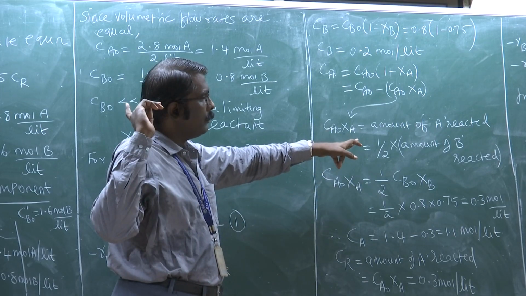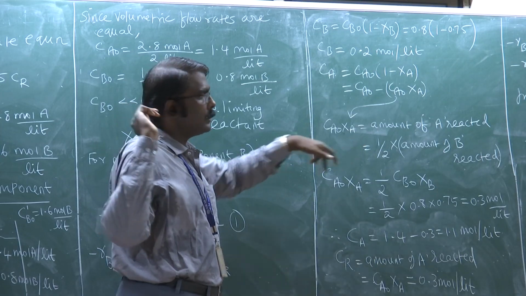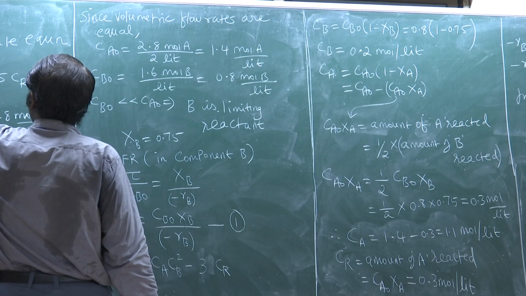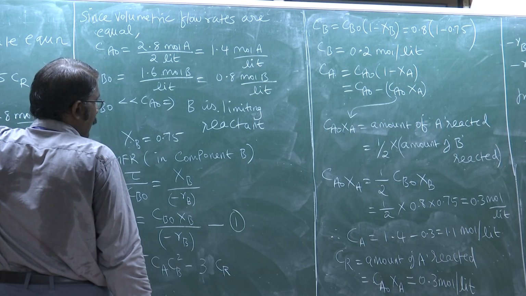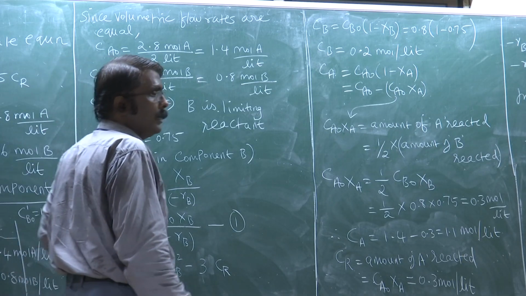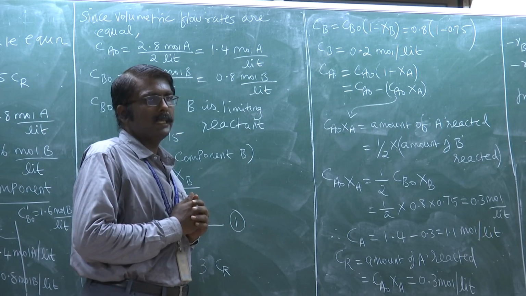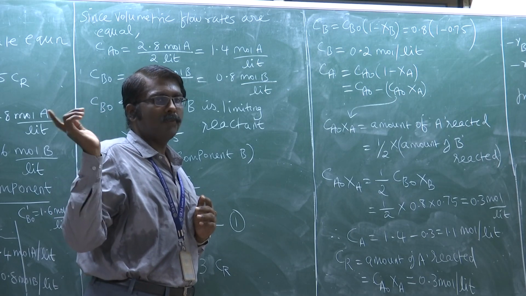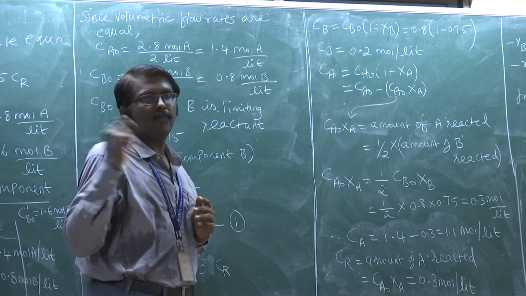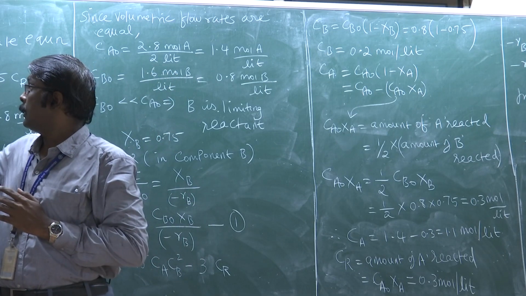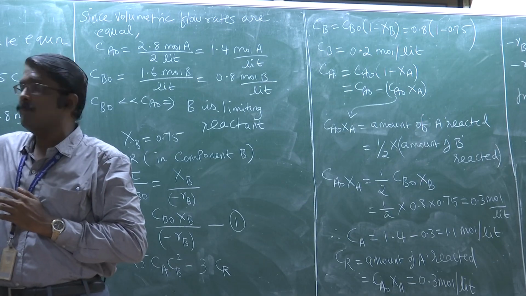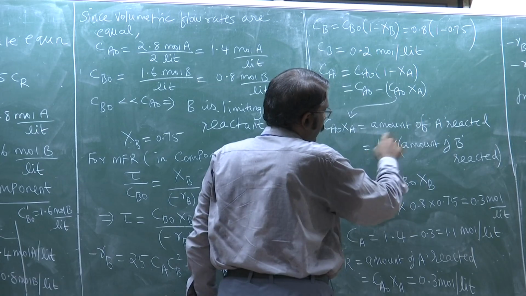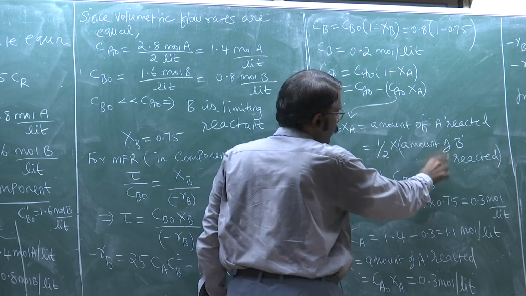For that, we use the relation from stoichiometry. Stoichiometry says A plus 2B gives R. That means the amount of A reacted is equal to half of the amount of B reacted. Is it right? So from stoichiometry we observe that the amount of A reacted is equal to half of the amount of B reacted. That means for every 1 mole of A, 2 moles of B are consumed. So I can use the relation here: the amount of A reacted is equal to half of the amount of B reacted.